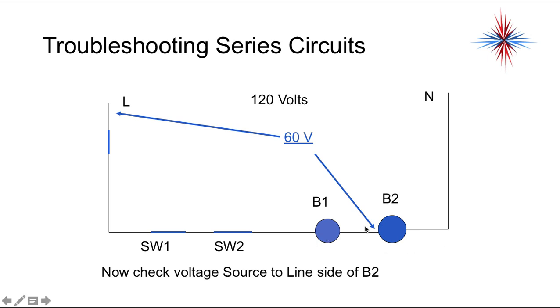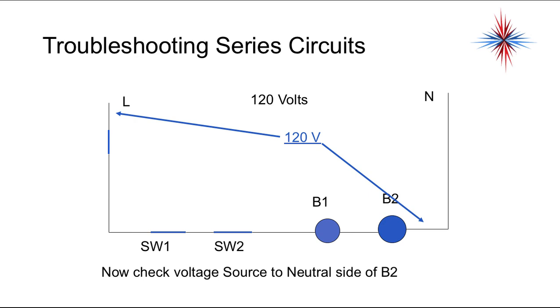Again, if I get 120 volts, or whatever source is, I'm going to have an open here. If I just get part of source, it's normal. It means B1 is working and I have voltage coming this direction. If I get 120 volts across all loads and B2 is working, our circuit's good. If I get source voltage, which in this case is 120 volts at this point, and B2 is not working, it means we have a bad load.